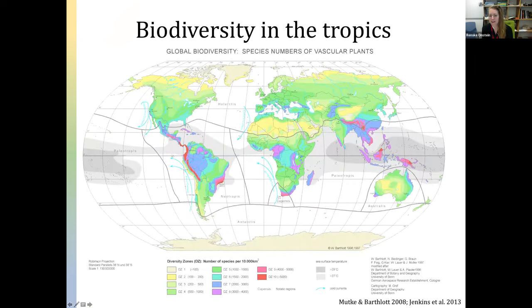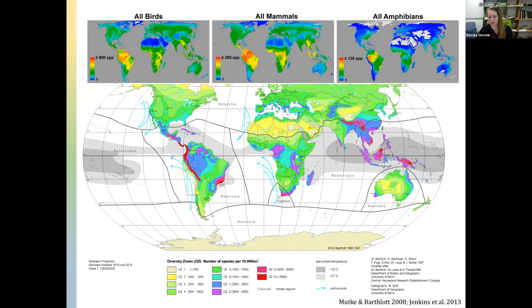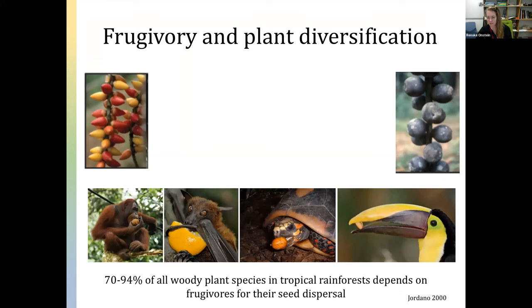So the thing I'm most interested in is looking at biodiversity patterns on a global scale and understanding what drives the differences in diversity patterns across regions. So of course, the tropical regions are particularly diverse, species rich in this case, here for vascular plants, but we also see this for other groups of organisms. And one of the ideas or hypotheses is that this richness is the result of the extraordinary number of biotic interactions happening in the tropics. So groups of organisms which could support both the diversification, but also the persistence over longer time of other groups of organisms. And one of the most prominent biotic interactions in the tropics is frugivory.